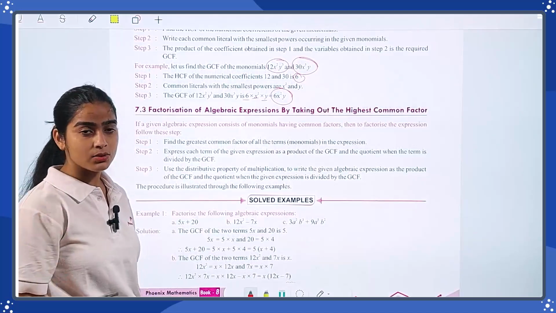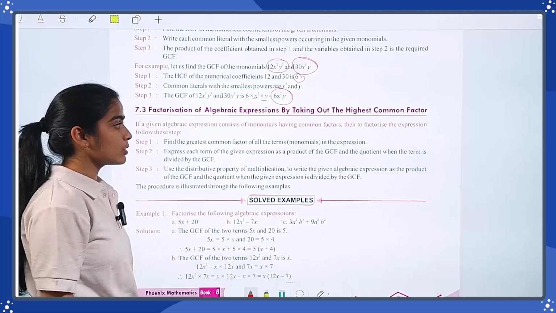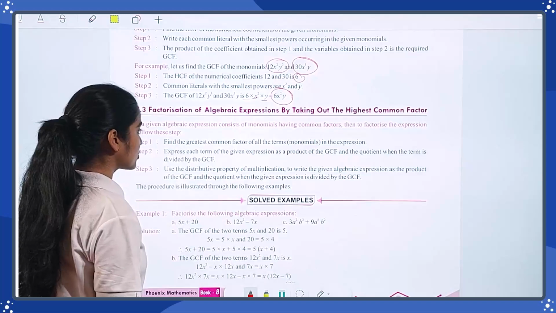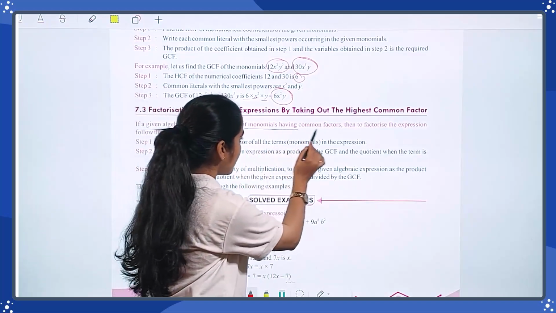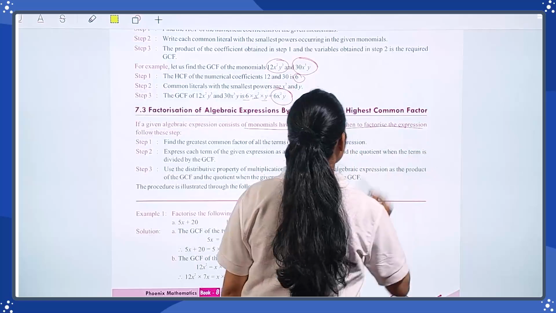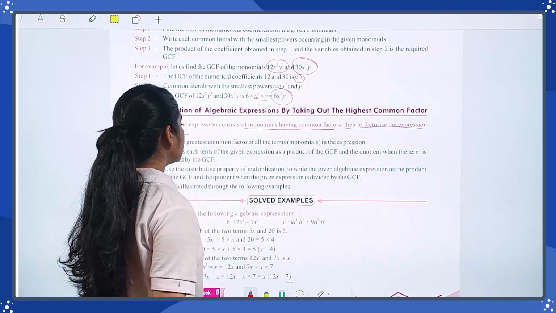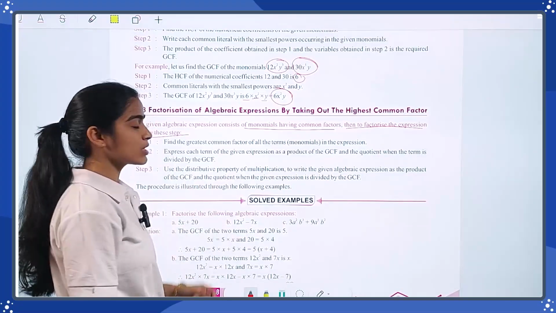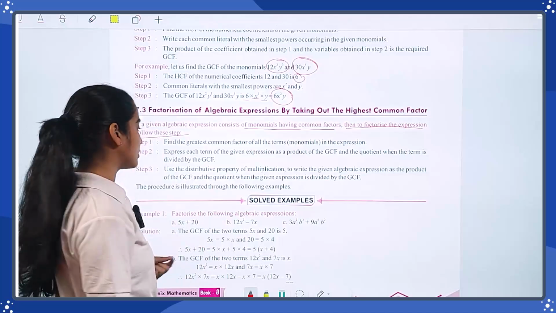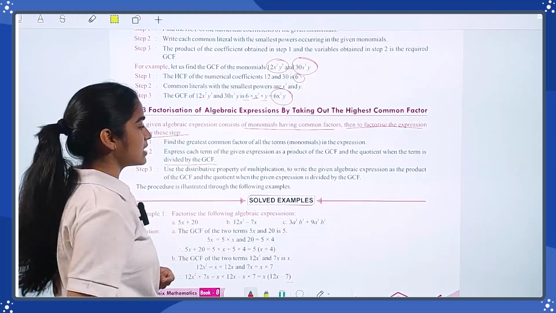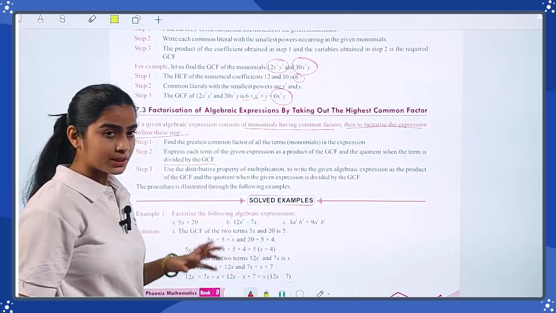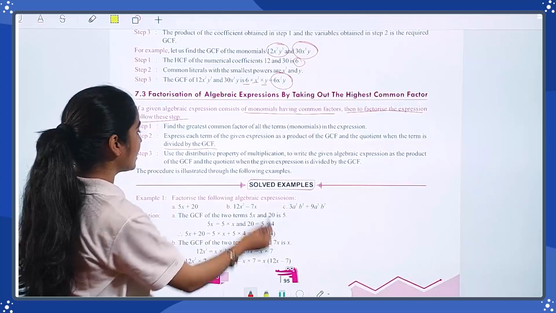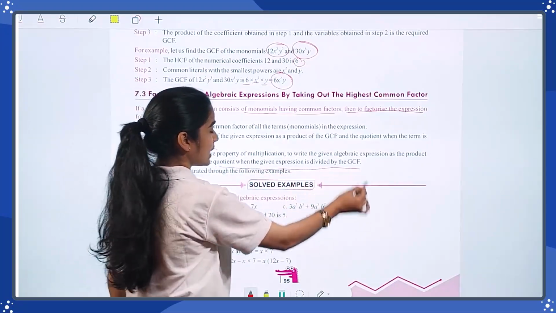Factorization of algebraic expressions by taking out the highest common factor. So first of all, we understood the GCF, and now we are going to understand this concept with the help of the highest common factor. If a given algebraic expression consists of monomials having common factors, then to factorize the expression, follow these steps. Find the greatest common factor of all the terms, monomials, in the given expression. Express each term of the given expression as the product of the GCF and the quotient when the term is divided by the GCF. Then use the distributive property of multiplication to write the given algebraic expression as the product of the GCF and the quotient when the given expression is divided by the GCF.